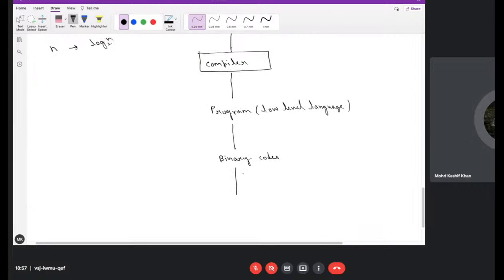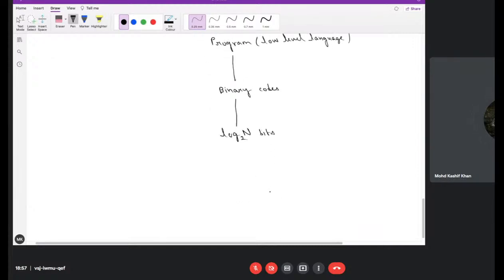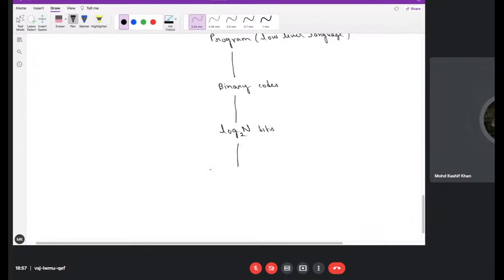So now each instruction, suppose there are total capital N instructions, right? So they will be converted into log n base 2 bits, right? And then what will happen? It will be passed to the decoder. And what will the decoder do? The decoder will be connected to hardware. There is a hardware.